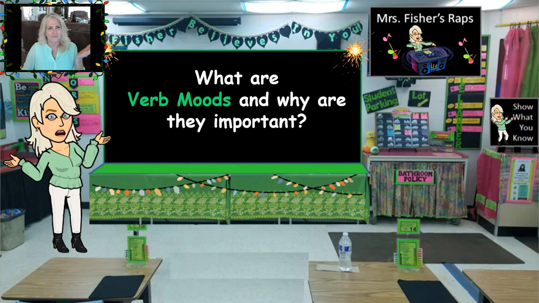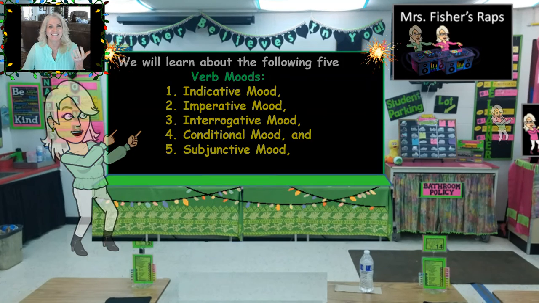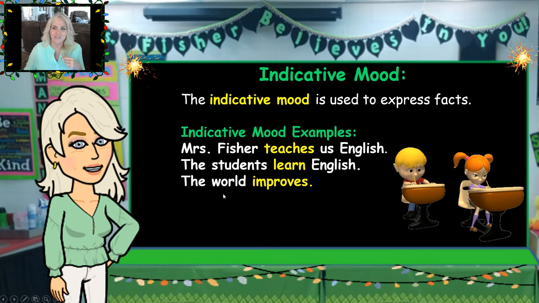So what are verb moods and why are they important? Okay, so here are the different verb moods. We have indicative, imperative, interrogative, conditional, and subjunctive. The indicative mood is used to express facts. For example, Mrs. Fisher teaches us English, the students learn English, the world improves. All of those, they're just statements of fact.